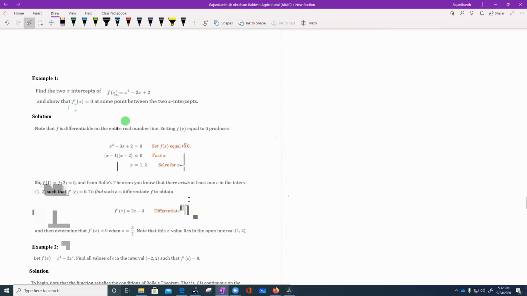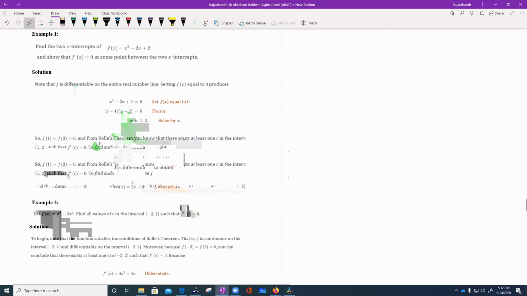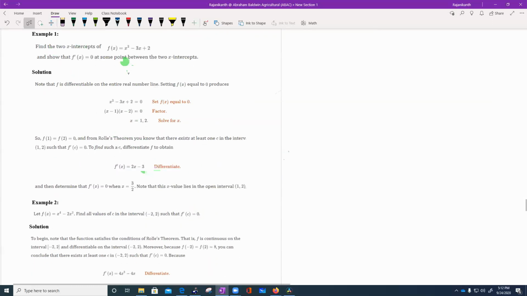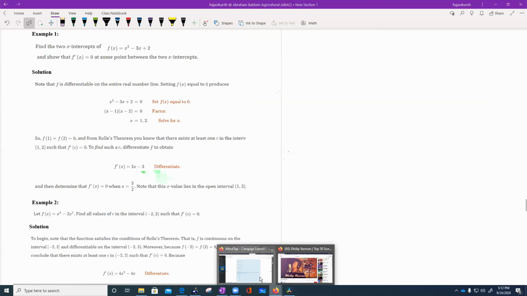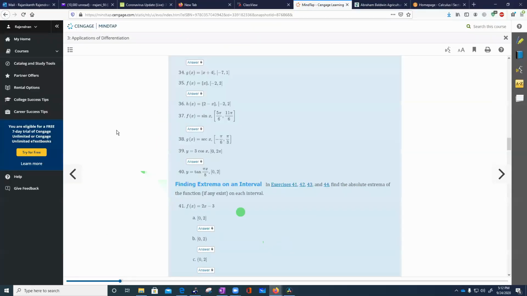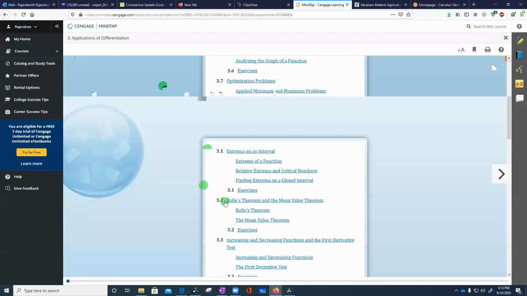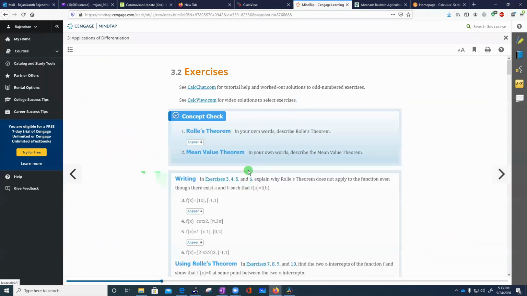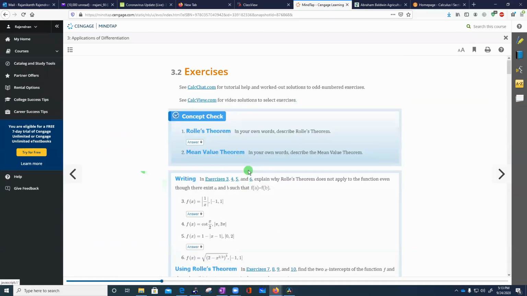Now here also, I have included several problems. But anyway, I just want you to look at one problem from our exercise, 3.2. What is the problem I want to give?